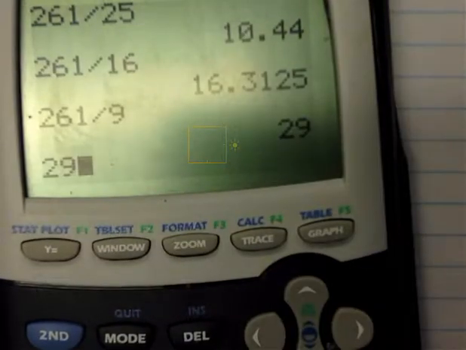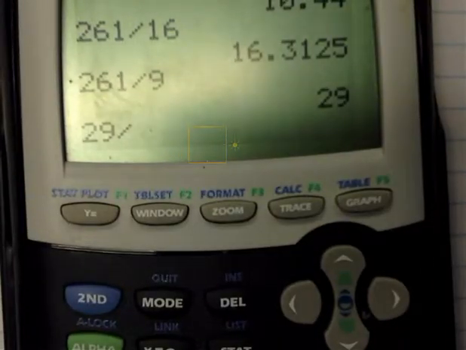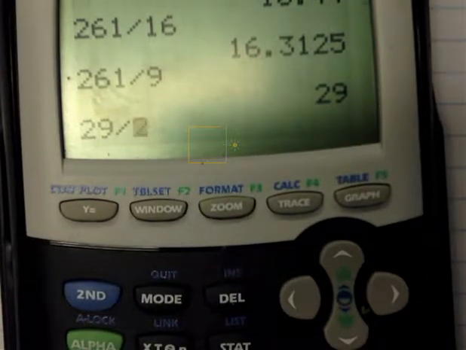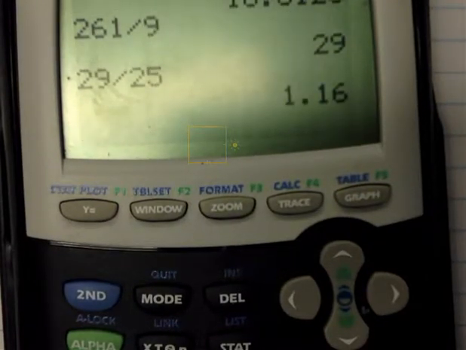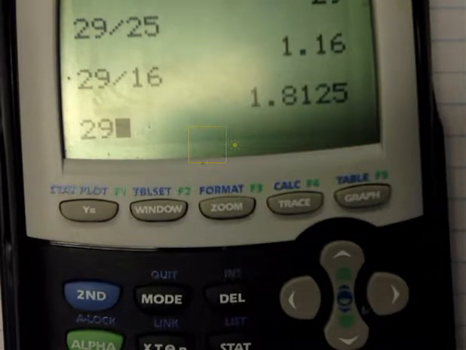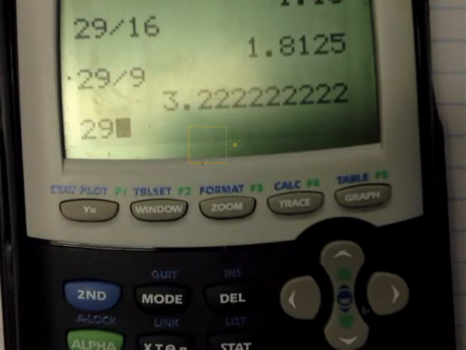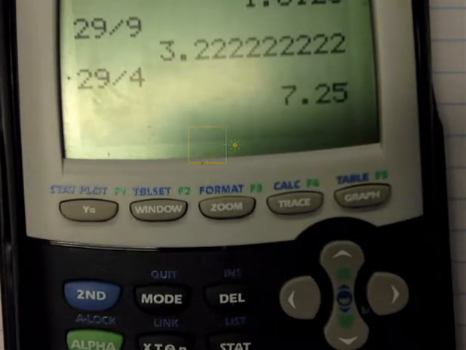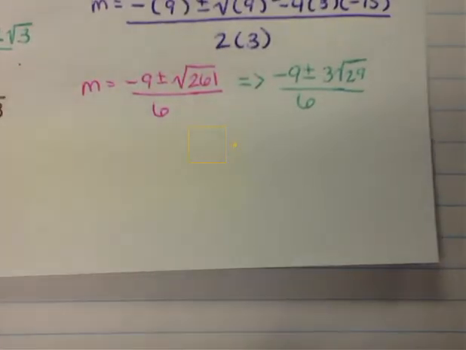So 29, I know 36 is too big, so I will start with 25. So 5 squared. 29 divided by 4 squared. 29 divided by 3 squared. 29 divided by 2 squared. And then 29 divided by 1 squared just stays the same. So actually this is as simplified as that radical can get. So it's still 2 real irrational.